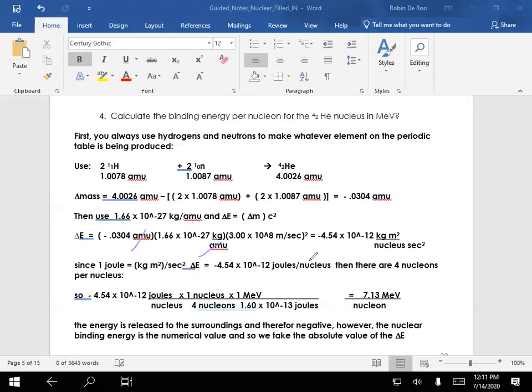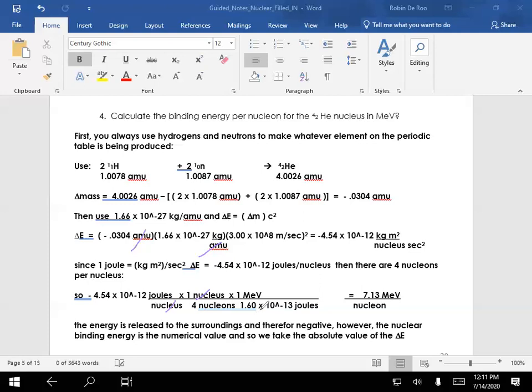joules per nucleus. We need to also remember in this case, we have 4 nucleons, 2 neutrons, plus 2 hydrogens. That's going to be 4 nucleons. And so our units are joules per nucleus. For every 1 nucleus, there will be 4 nucleons.